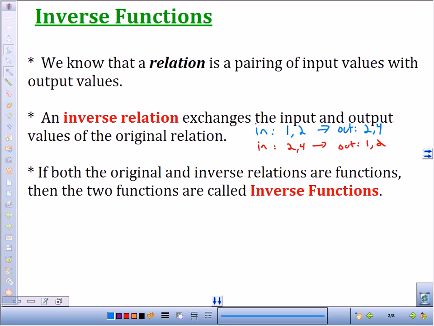If both the original and inverse relations are functions, that is, they qualify the requirements for being a function, right? They've passed the horizontal line test. They don't repeat inputs, those kinds of things. Then the two functions are inverse functions. Now that's what we're really going to be concerned with, inverse functions as opposed to inverse relations. But they kind of go together.